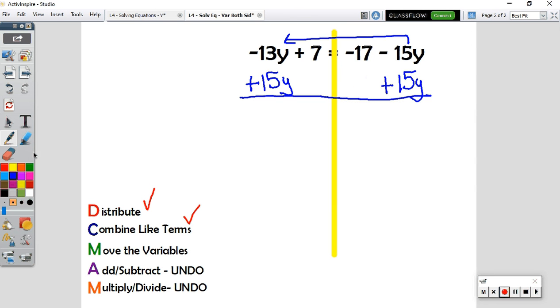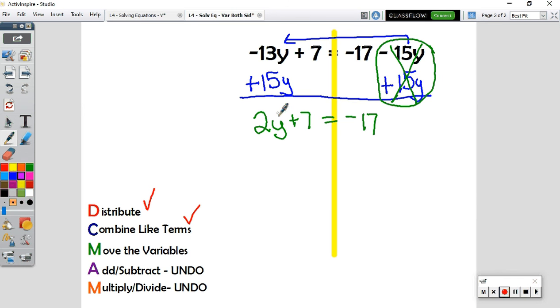And then we're going to have negative 13 plus 15 is going to leave me with 2y plus 7. And on the right side, these two 15s are opposites, so they're going to cancel each other out and become 0. So I'll just have negative 17 on the right.